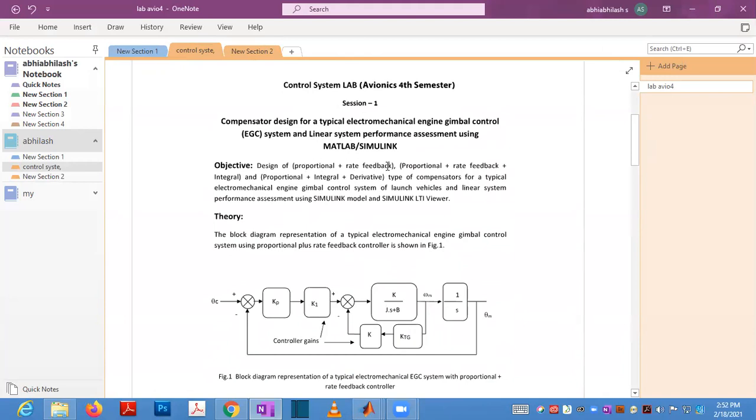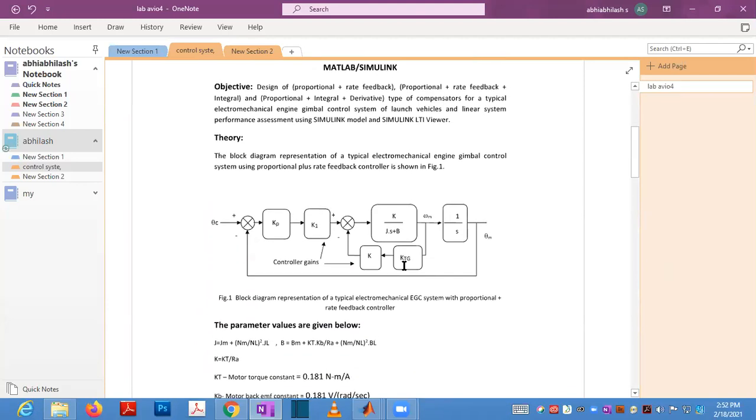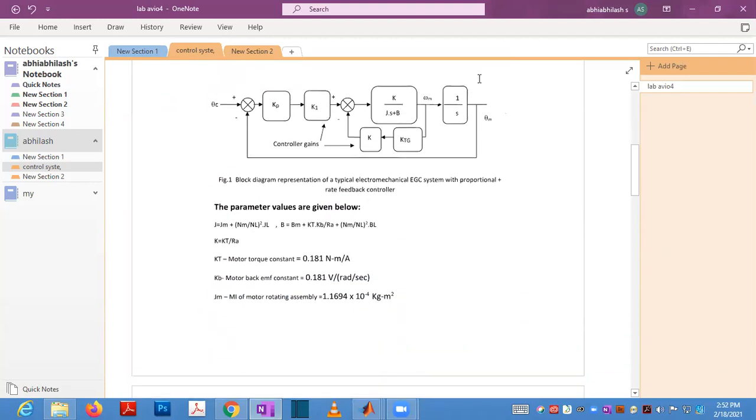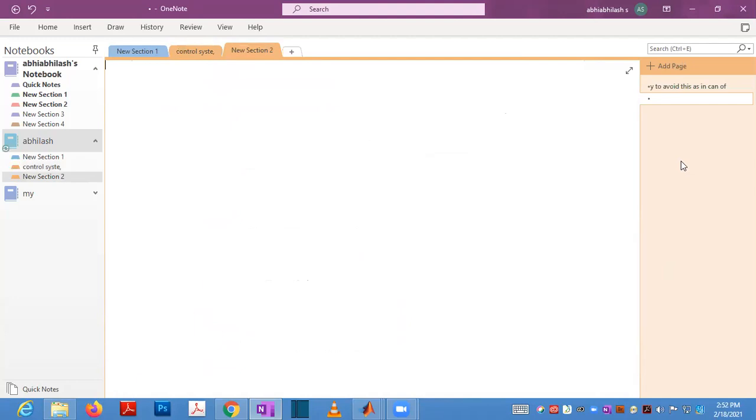One is proportional plus rate feedback. The second one is proportional plus integral plus rate feedback. And the next one is PID compensator for this system. So the system transfer function that you did last week is converted into this block diagram, and I will explain some of these things.